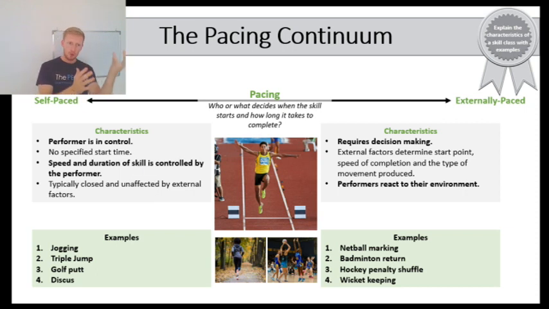So, who controls the speed? We've already got those characteristics there that we've spoken about before. Is the performer in charge, or is the environment in charge? If we go out for a jog, we decide when we put our shoes on and go out. We decide how fast and what the pace of our run is. We decide when we finish.